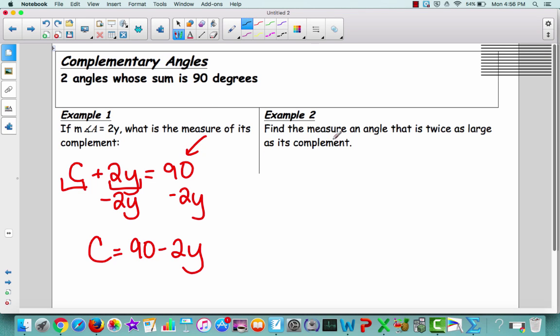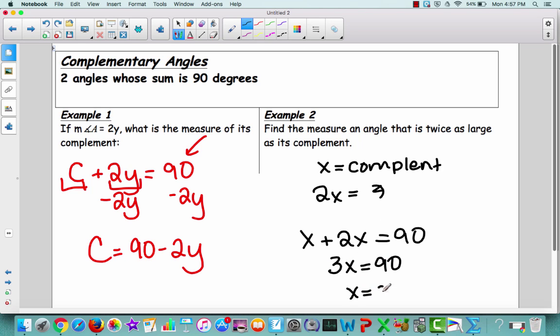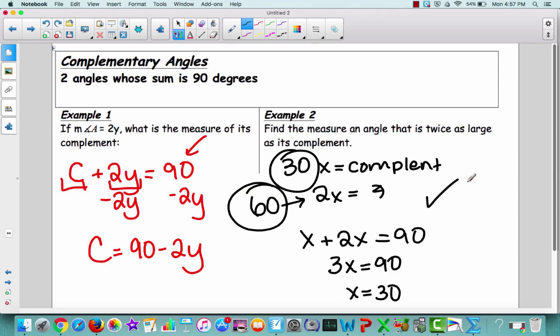Find the measure of an angle that is twice as large as its complement. So I let x equal the complement, and then 2x equal the angle that you're looking for, all right? And again, they're complementary angles, so x plus 2x has to equal 90 degrees. Add them together, 3x equals 90, and then x equals 30. So the complement is 30, so the angle that we're looking for is 60. Do they equal 90? Yes, they do.